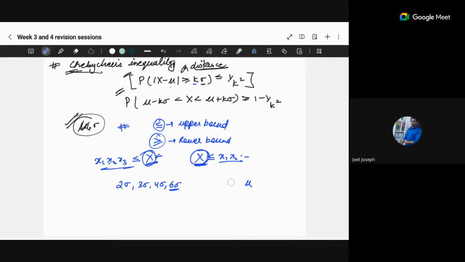So we are given this, and then we use the formula 1 minus 1 by k squared.